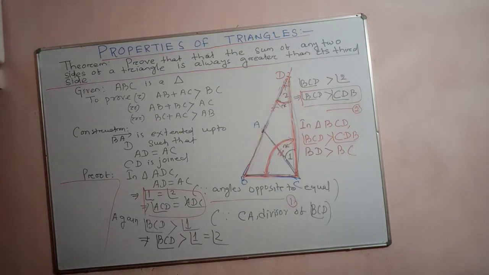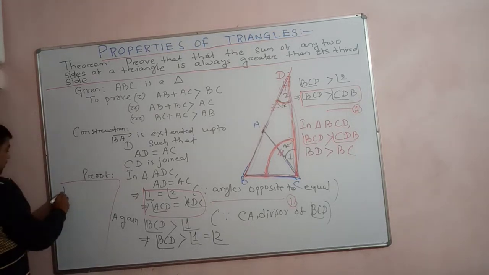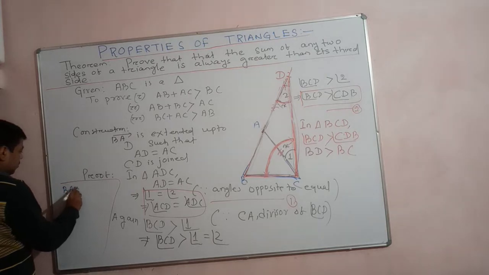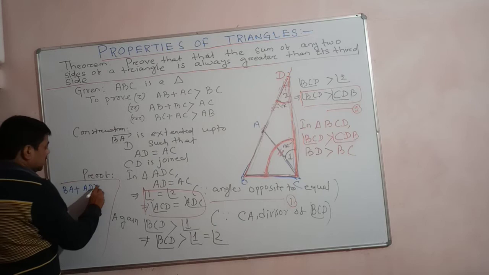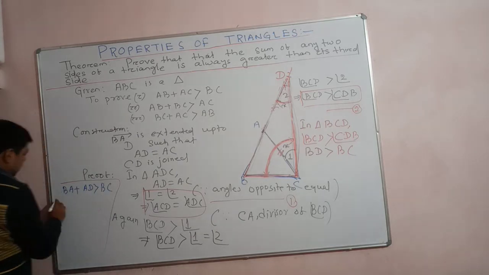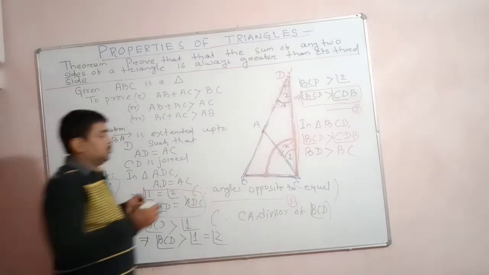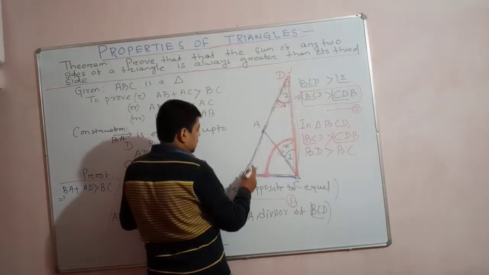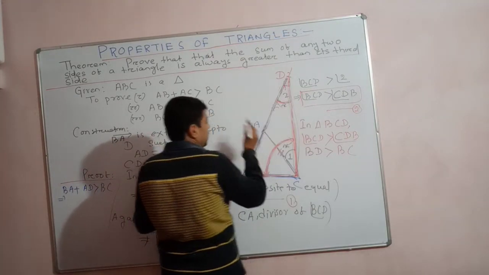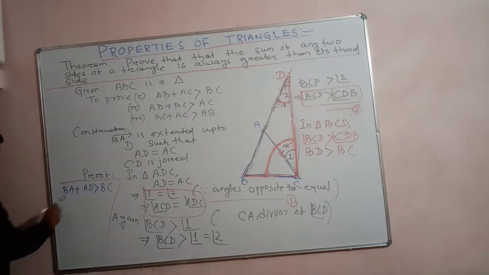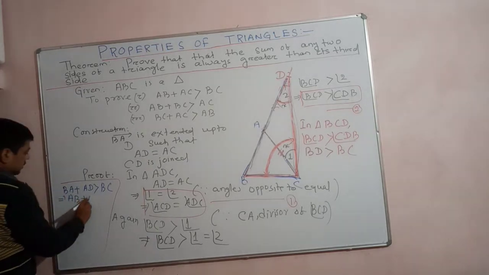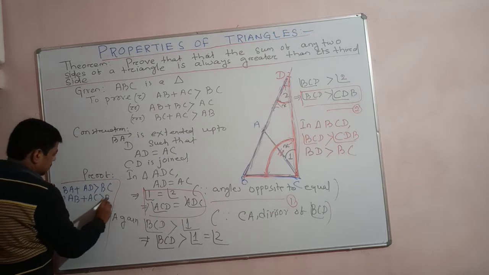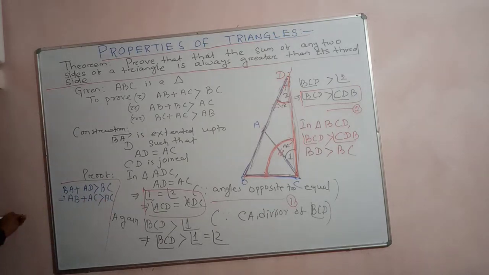BD greater than BC. So BD is equal to what? BA plus what? AD is greater than what? BC. That implies it can be written BD is equal to BA plus AD. Can you write or not? Yes or no? So BA means AB, and AD means what? AC is greater than BC. Greater than BC.